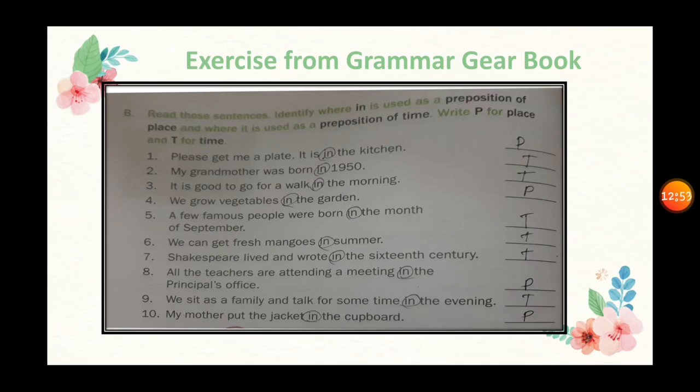A few famous people were born in the month of September. September, it's a time. So that's why T. We can get fresh oranges in summer. Now summer is a season's name. So it is a time, obviously. In the case of seasons, we use "in" as well before the season's name. Summer, winter, spring, autumn can be that time.